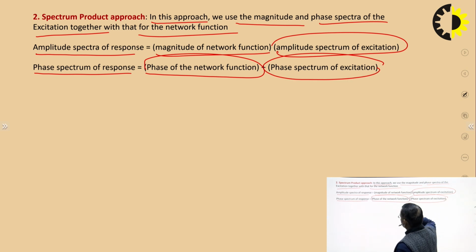The phase of the response is the phase of the network function plus the phase of the excitation. So we calculate the magnitude separately, taking the product of the excitation and the network function, and we also calculate the phase of the response by taking the sum of the phase of the network function and the phase spectrum of the excitation. This is the direct spectrum product approach.